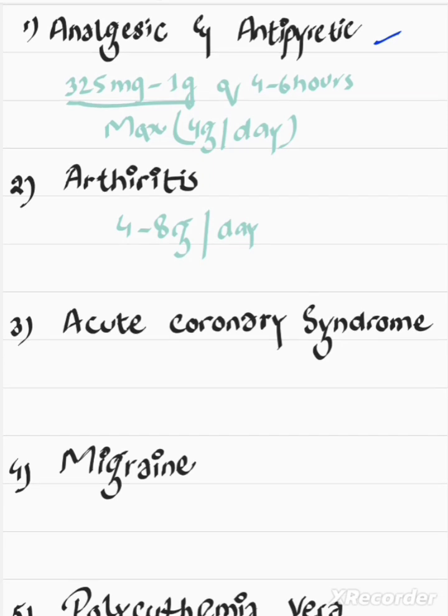In the acute coronary syndrome, the loading dose, the first dose of aspirin, is always 160 to 325 milligram. This is given only once. This is the first dose, and after that dose, a maintenance dose of 75 to 81 milligram is given.